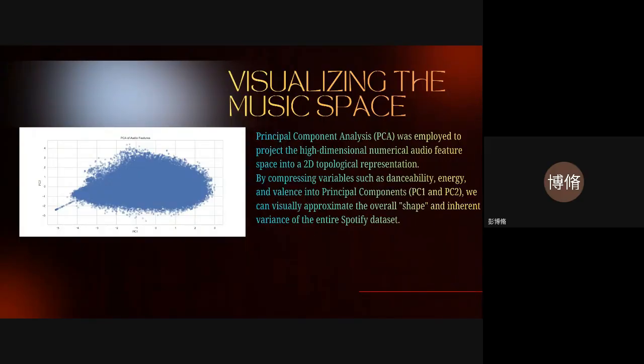Looking at this plot, we see a massive continuous cloud of data points. Instead of finding distinct, isolated islands of songs, we see that the musical landscape here is essentially one giant continuum. There are no stark, empty boundaries separating different types of tracks. This visual confirms that songs blend smoothly into one another across the spectrum of pace, mood, and timbre.